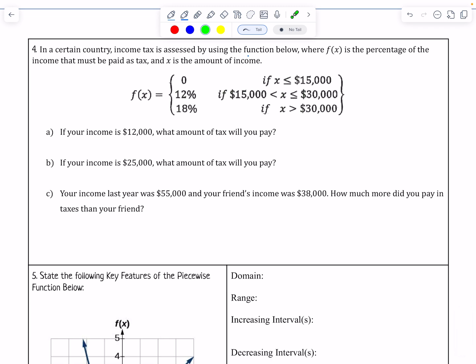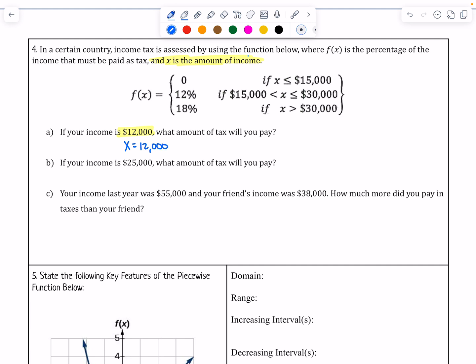4 says in a certain country, income tax is assessed by using the function below, where f of x is the percentage of the income that must be paid as tax, and x is the amount of income. If your income is $12,000, what amount of tax will you pay? So if our income is $12,000, they've said x is the amount of income, so that's important. I'm going to highlight that. X is the amount of income. So notice they've told you that, and your income is $12,000, so you got to look for where x equal to 12,000 is in this function.